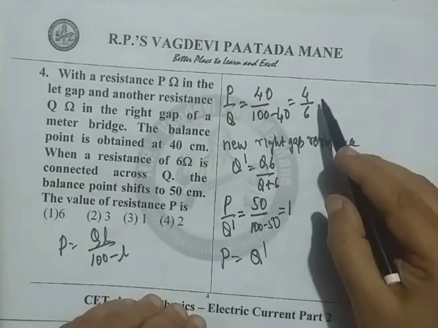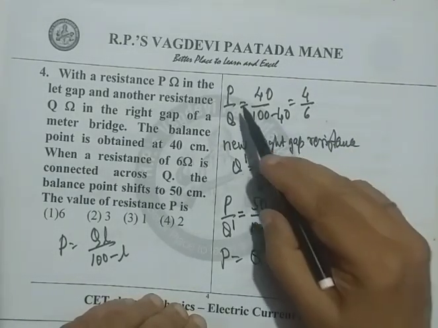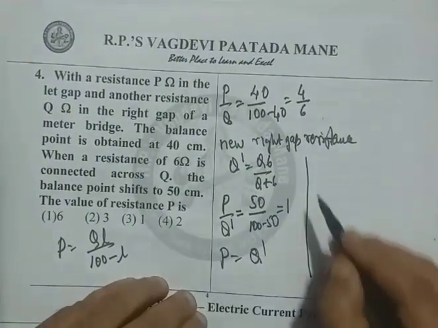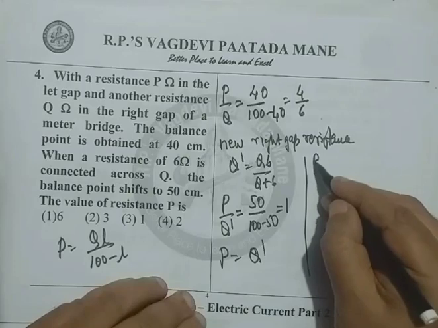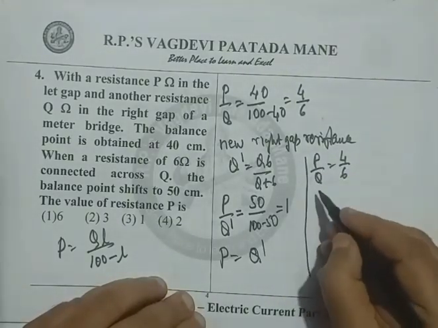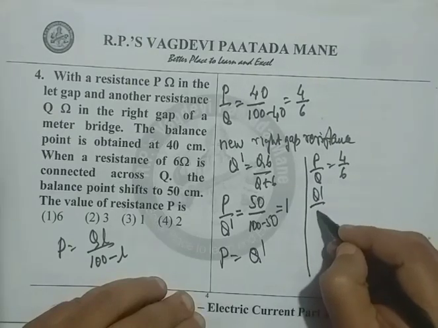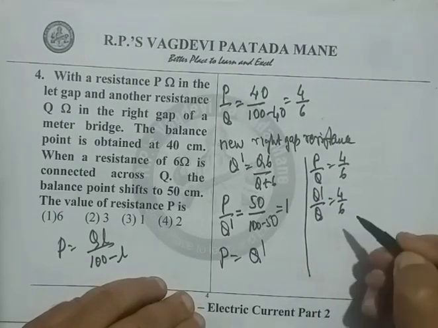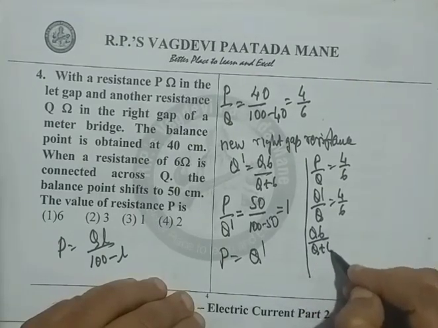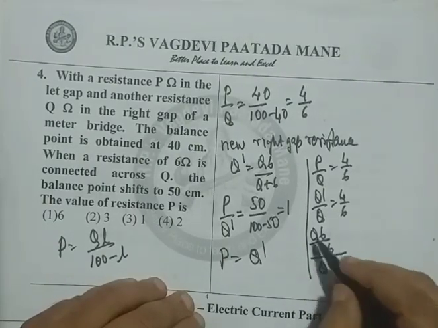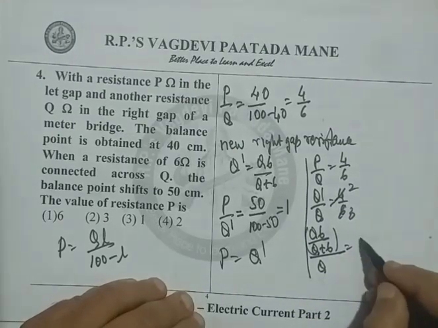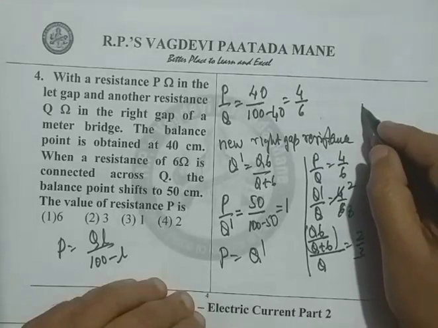Now, P by Q is 4 by 6, and if we substitute for Q dash, we get this. Say P by Q is 4 by 6. For P, I can write Q dash. Q dash by Q is 4 by 6. But Q dash is Q into 6 divided by Q plus 6, and this equals 2 by 3, 2 by 3.